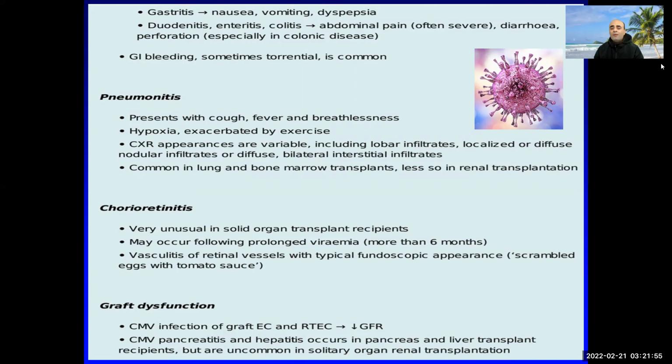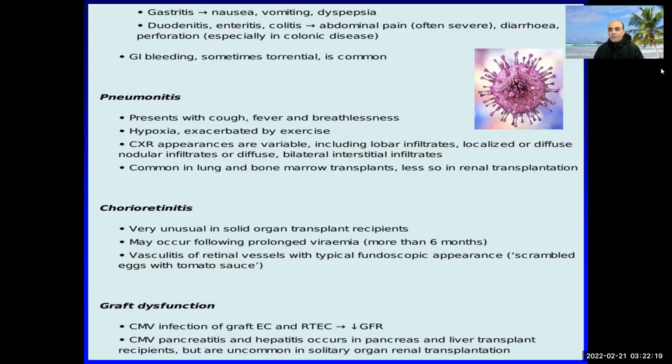This is the most common complication or clinical picture of CMV: GIT. Perforation also, and GIT bleeding, sometimes torrential, is common. Pneumonitis also: some patients come with fever, cough, and shortness of breath, hypoxia exacerbated by exercise, like in pneumonia.